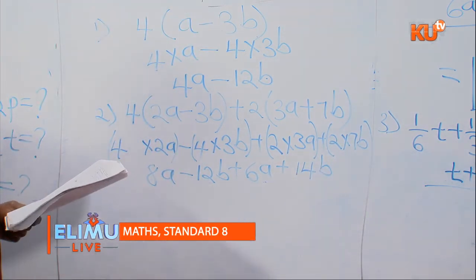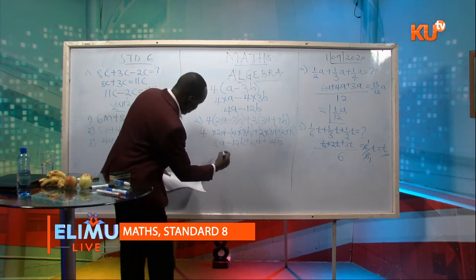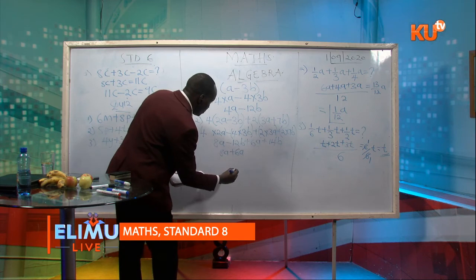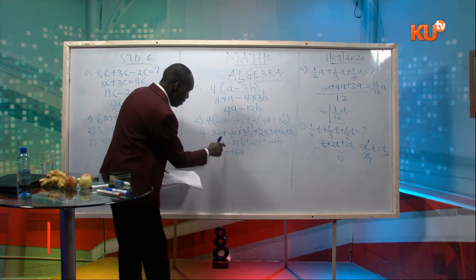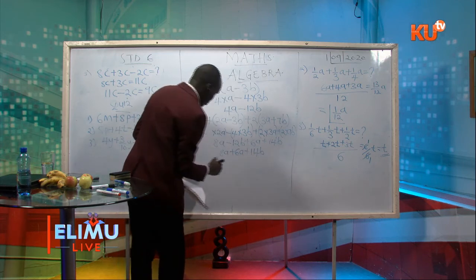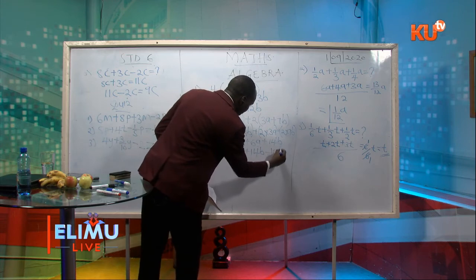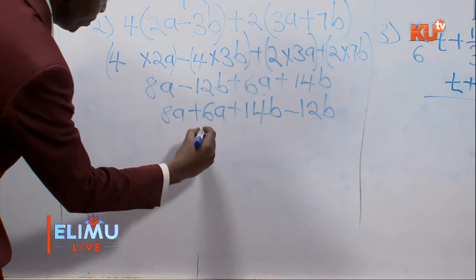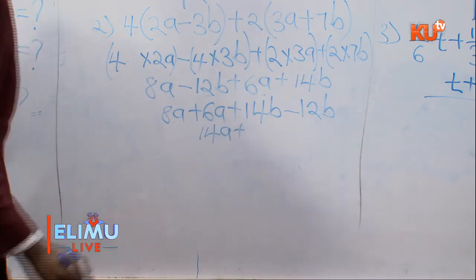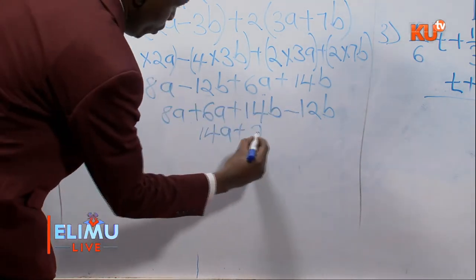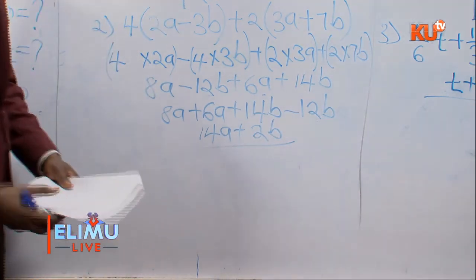The next step, we have to collect the like terms. That is 8a plus 6a, and remember we have to start with addition, plus 14b, take away 12b. 8a plus 6a, we get 14a, plus 14 take away 12, we get 2b.